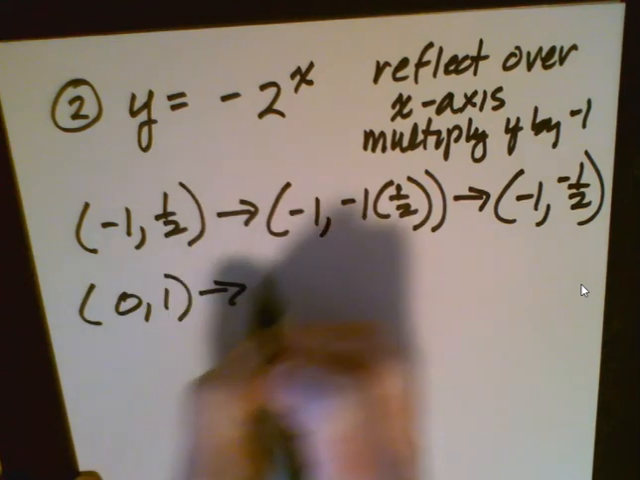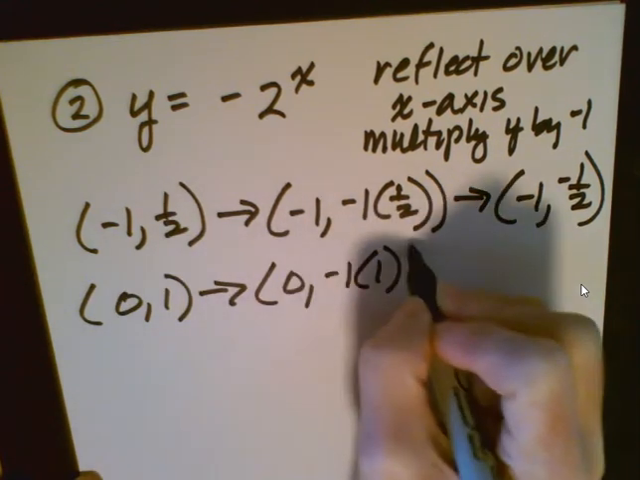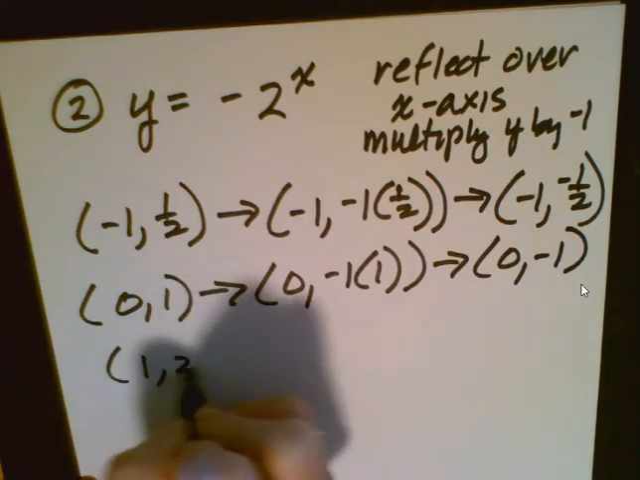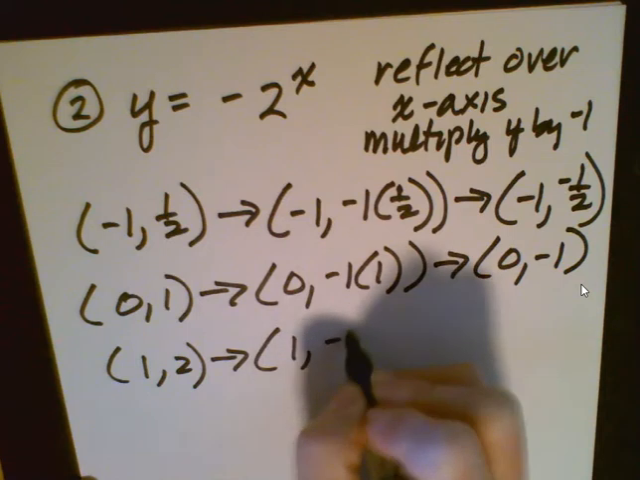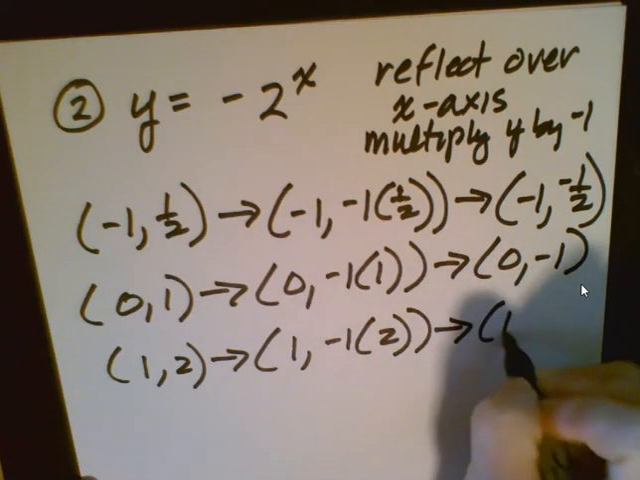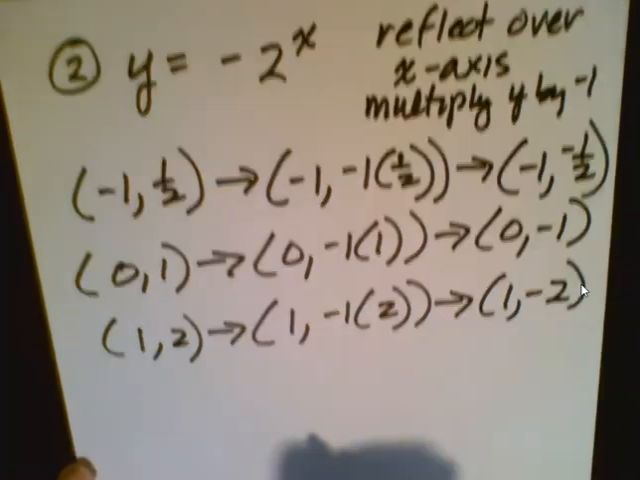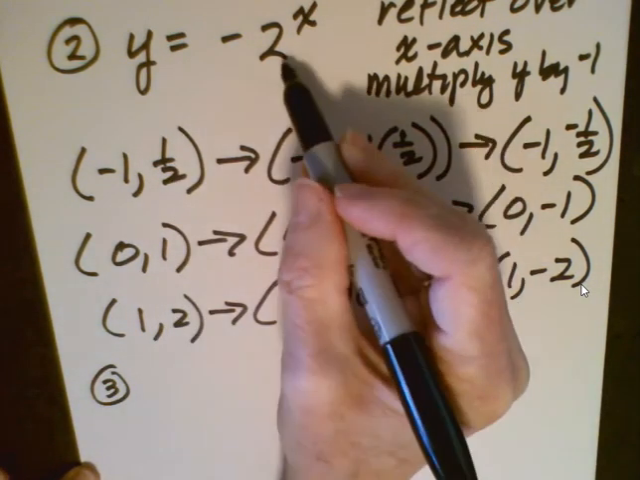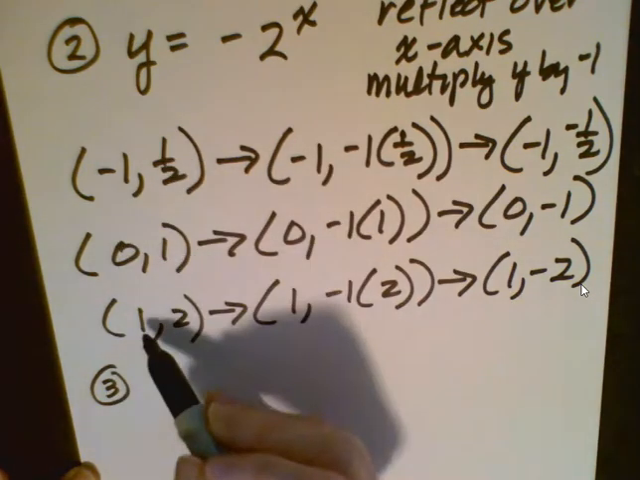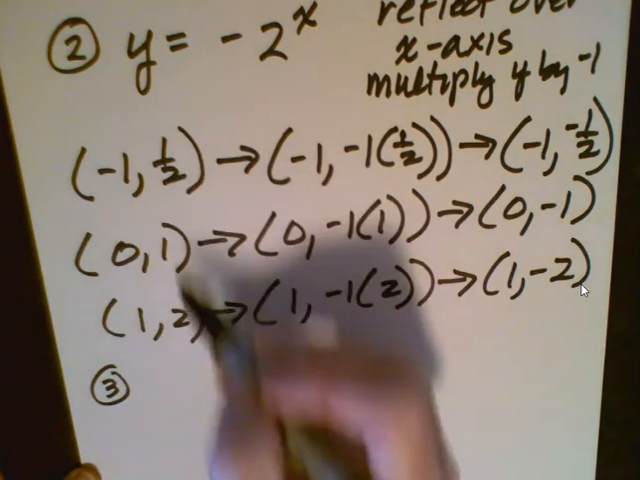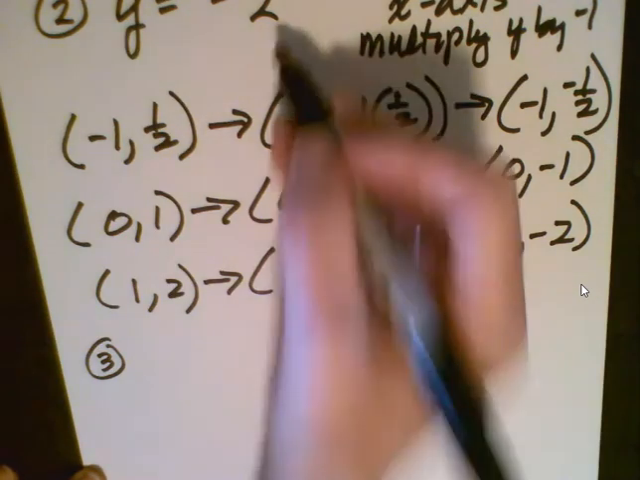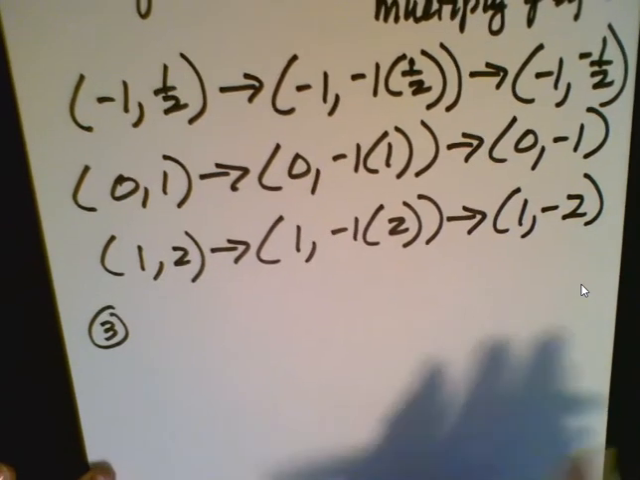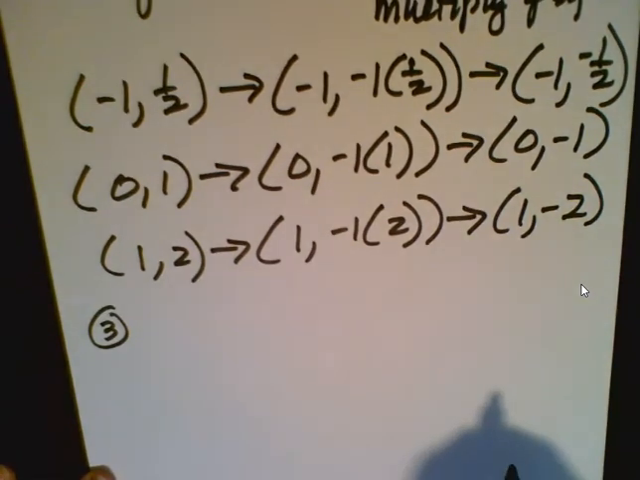0, 1. Multiply y by negative 1. New point, 0, negative 1. And 1, 2. Multiply y by negative 1. 1, negative 2. So it's important to know these 3 points. If our base was 5, it would be negative 1, 1/5, 0, 1, and 1, 5. Okay? This is our base here. If it was e, it'd be negative 1, 1 over e, 0, 1, and 1, e. Of course, e is a little more difficult because it's an irrational number, for looking at graphs anyway.